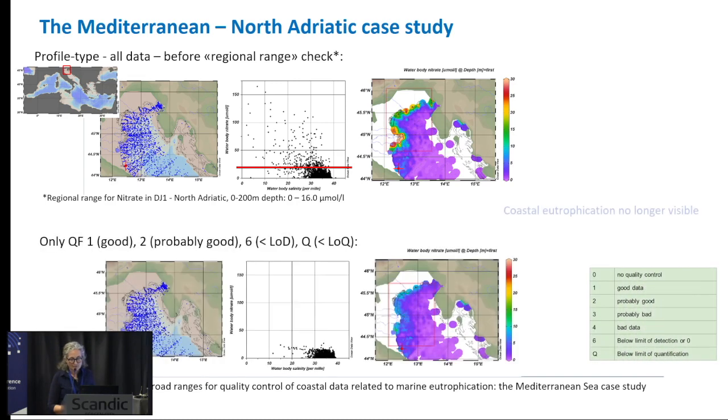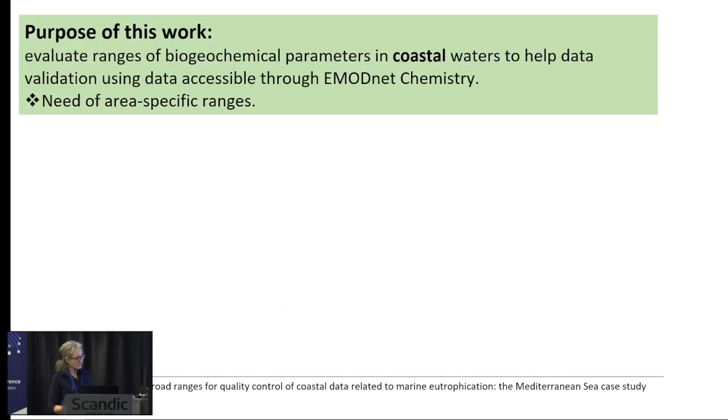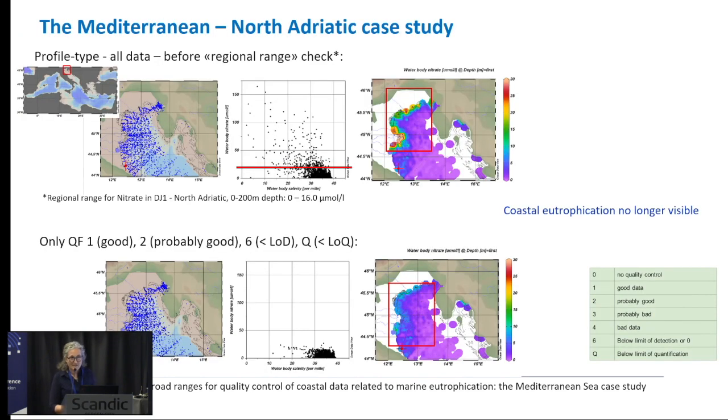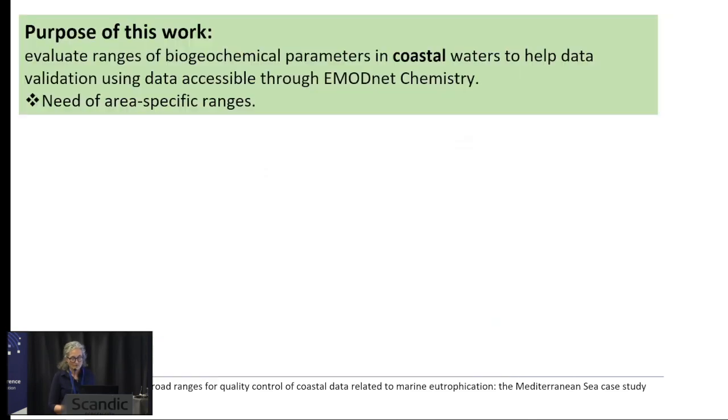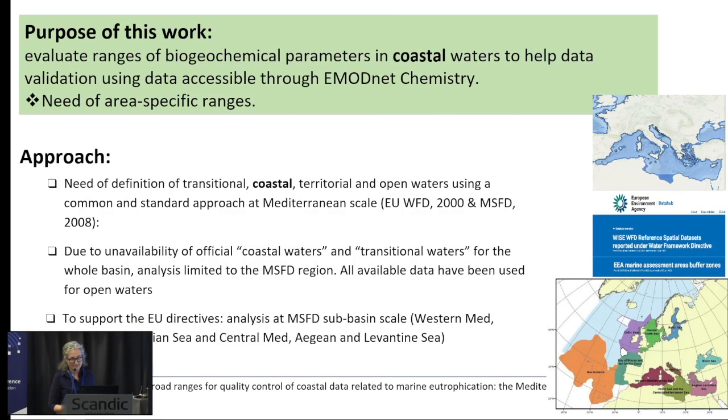So if we use this range, we will remove all the signal of eutrophication. So coastal eutrophication will be no longer visible. And this is not really what we want. So the purpose of this work was to evaluate ranges of biogeochemical parameters in coastal waters to help the evaluation of data quality in marine chemistry.